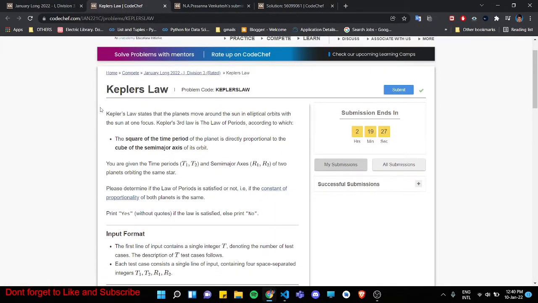The question has a small paragraph, but what they're saying is that we need to verify Kepler's Law: the square of the time period of the planet is directly proportional to the cube of the semi-major axis. It's like an ellipse, and this is valid for planets around the same star.